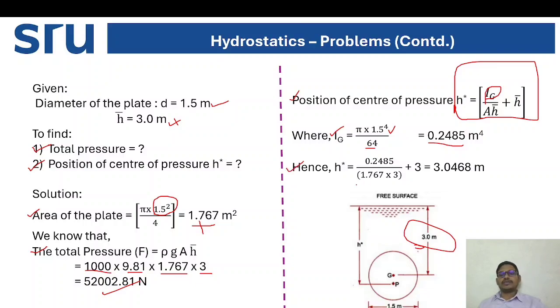Hence H star is equal to 0.2485 by 1.767 into 3, plus 3, that is H bar, which is nothing but 3.0468 meters.